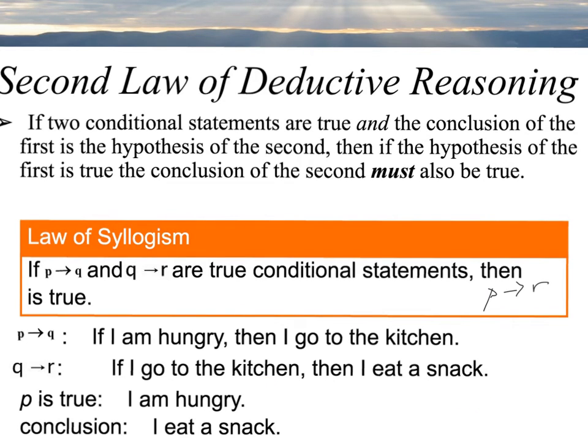This law reminds me of a domino effect. If you've ever set up a bunch of dominoes and then knocked one over, it knocks down all the other dominoes. So I like to think of it this way: when one conclusion is the hypothesis of the next, we can think of it as a domino effect. If this is true, then this must be true, therefore this is true, therefore this must be true.